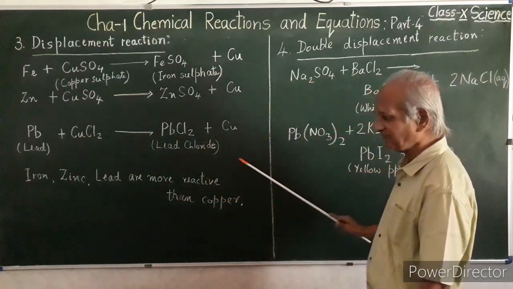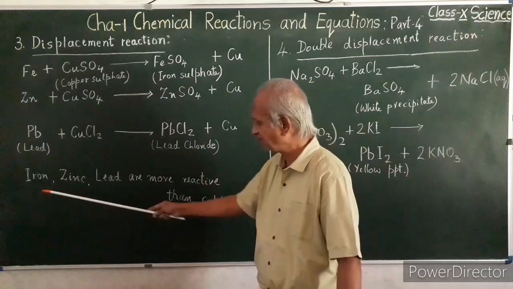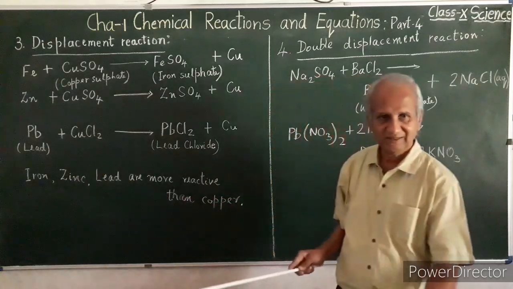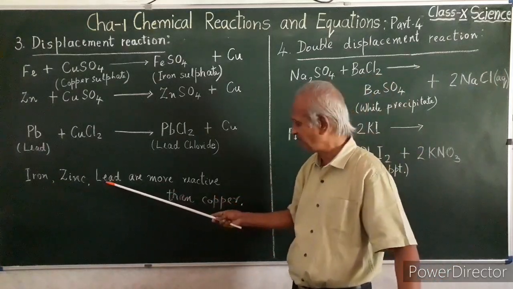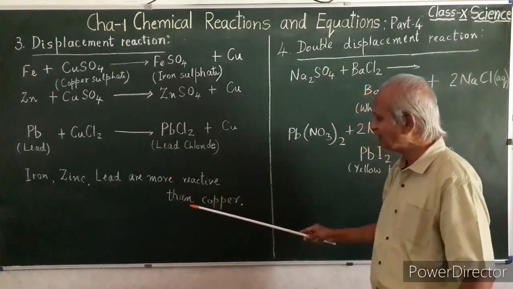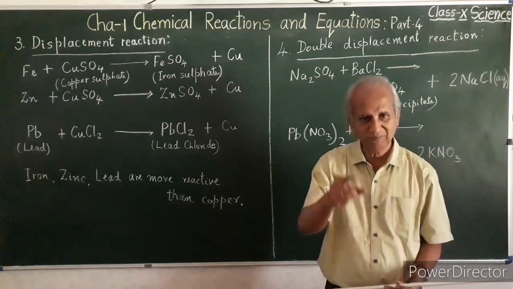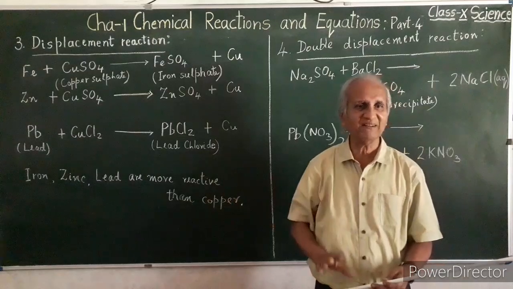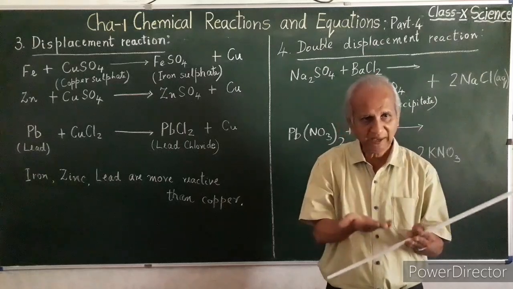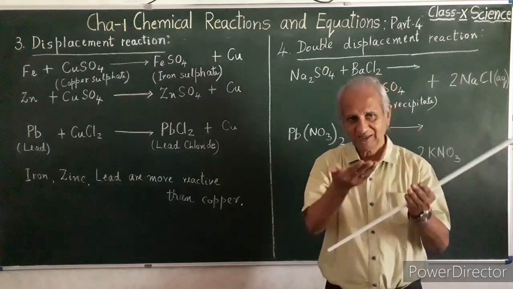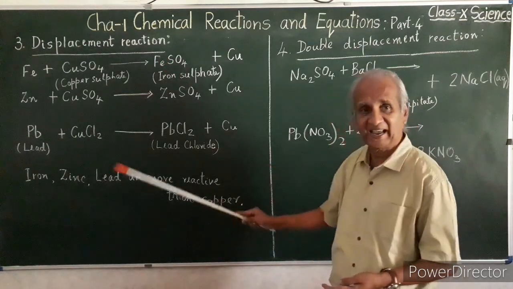A similar reaction again. So from these three reactions, we see iron, zinc and lead. Three metals. All the three are metals. They are more reactive than copper. That's why they are capable of displacing copper from where it is and occupying the place of copper. All these three reactions, you compare and study together, because you see a common concept that runs through all these three reactions.